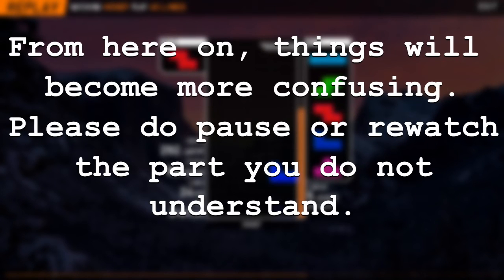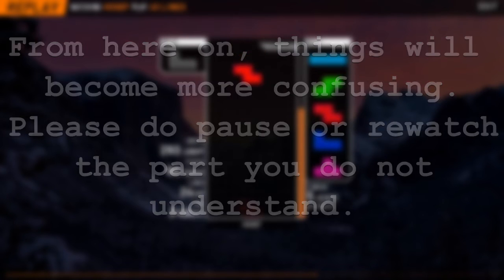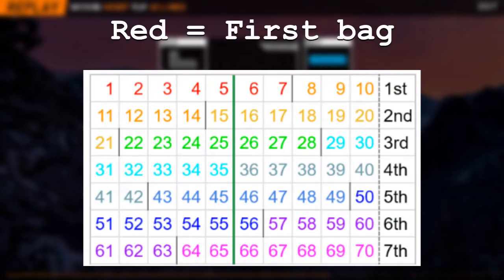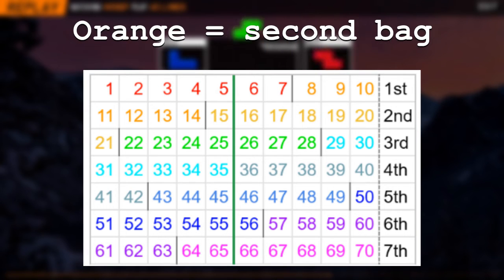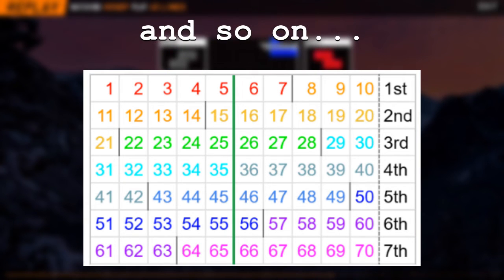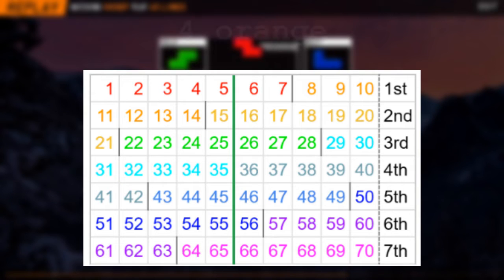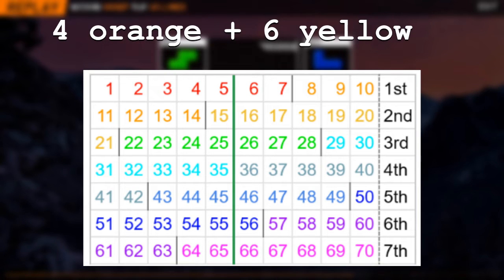From here on, things will start to get a little bit more confusing. So please do pause the video or rewatch the part you don't understand. For your first PC, since you start with a fresh bag, you will use all the 7 pieces in the first bag and another 3 pieces from the second bag. So the bag composition will be 7 plus 3. For your second PC, you will use the remaining 4 pieces in the second bag and 6 pieces in the third bag, so it will be 4 plus 6.